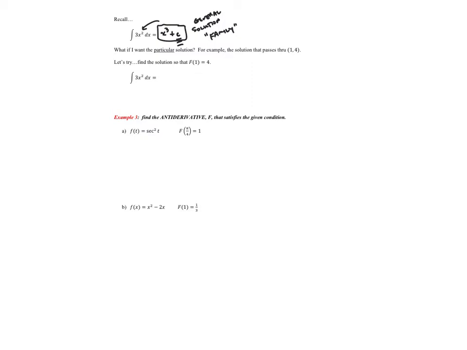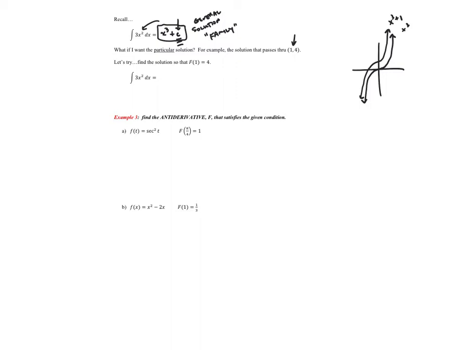Now, what if we wanted a particular solution? What if we wanted to know a very specific function? Instead of just generalizing in terms of c, we could find the particular solution that, I don't know, passes through 1, 4. So we could have all of these functions. We could have x cubed plus 0. We can have x cubed plus 1. We could have many others. We want to know the particular solution that passes through the point 1, 4. So let's try to find the solution so that f of 1 is 4.